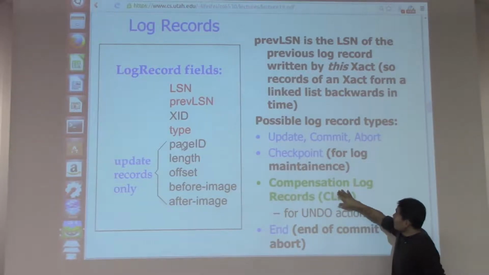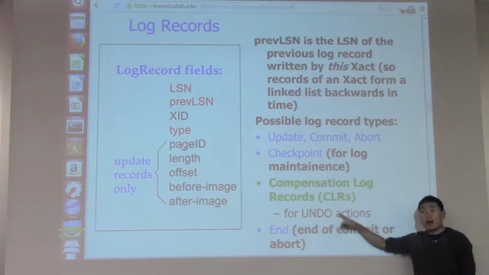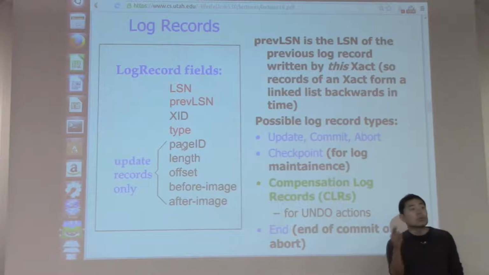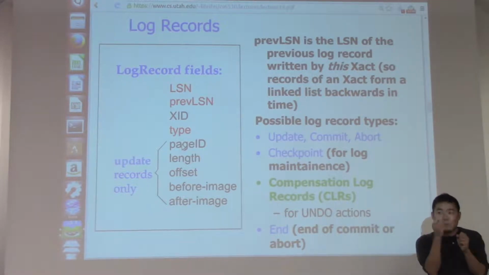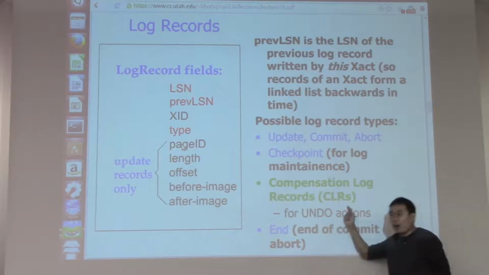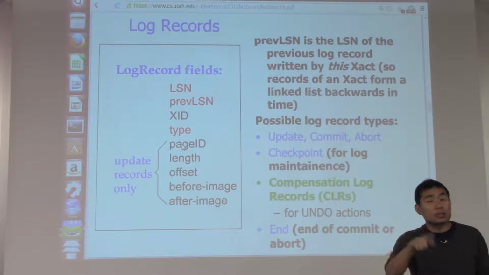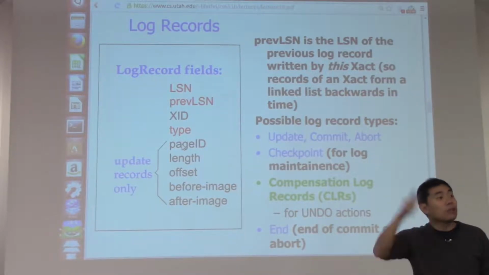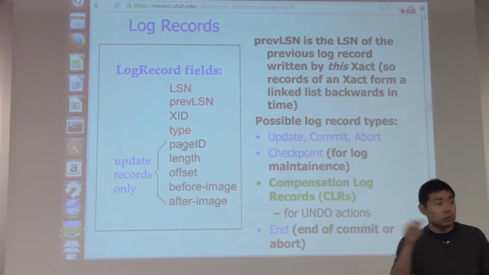We also need CLR, compensation log record. This is particularly designed for undo actions. Why? Because you don't want to undo an undo, as I argued earlier. So this CLR is kind of like the mechanism in Inception to figure out which level of dream you are at. CLR tells you this is an update operation, but it is an update operation caused by an earlier undo operation. So I was in a recovery process, and I produced this CLR record to indicate that.